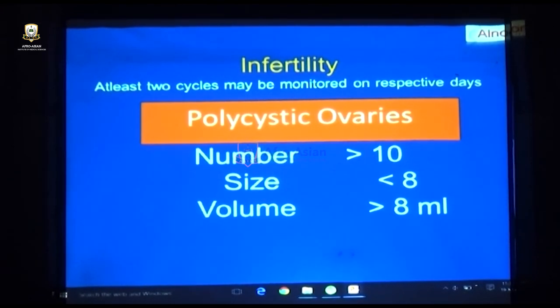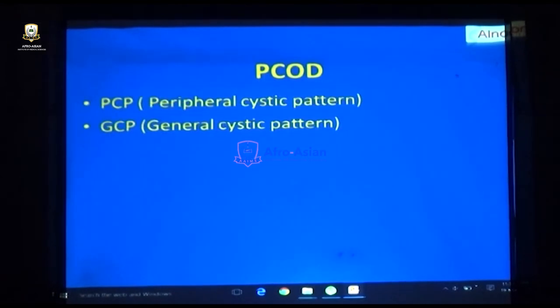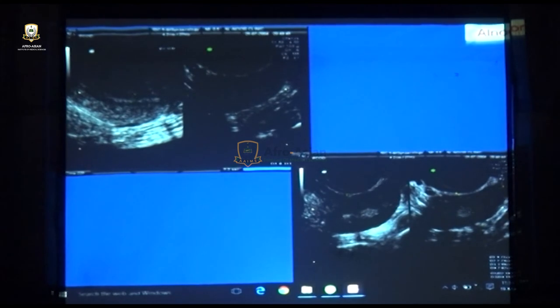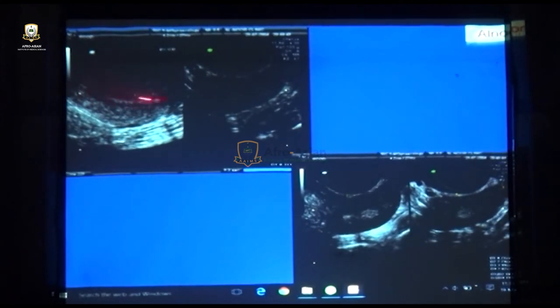The criteria is, we say, multiple follicles of 10 millimeter or less, 6 millimeter or more, which is agreed. But please, unless you follow on two consecutive cycles and find the same pattern, multiple tiny follicles in the subcapsular region, bilateral, more than 15, and there's no change in the endometrium, which remains thin, 5 to 6 millimeter, single line, with no changes in 2 cycles, then you declare PCOD.